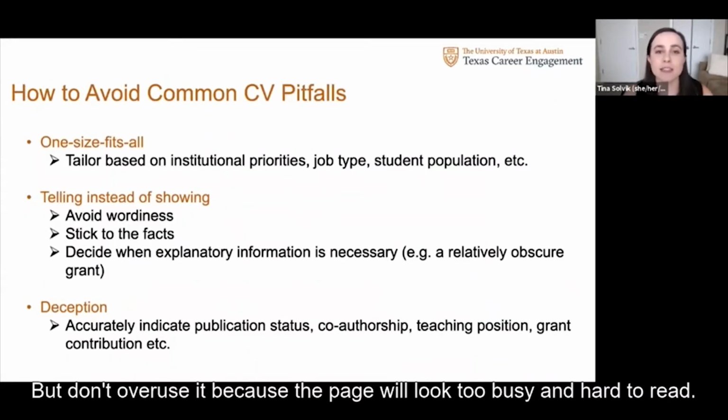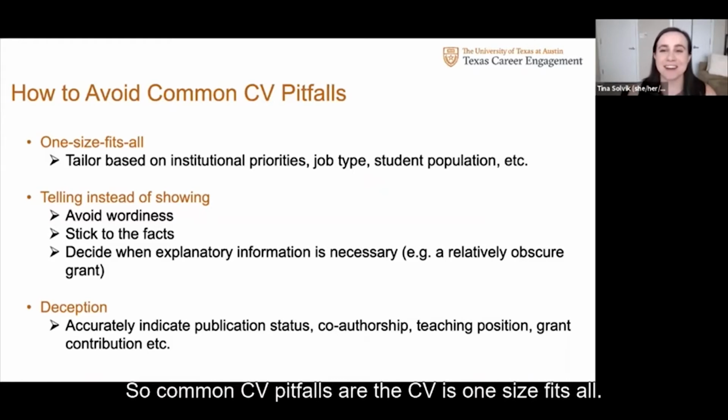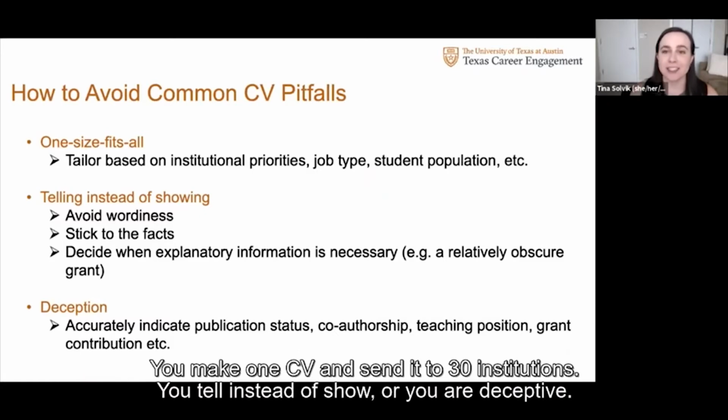Okay, so common CV pitfalls are: the CV is one size fits all. You make one CV and you send it to 30 different institutions. You tell instead of show, or you are deceptive. And so we'll talk about how to avoid those.